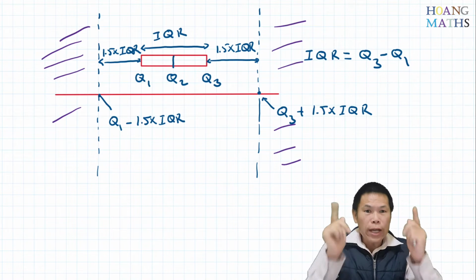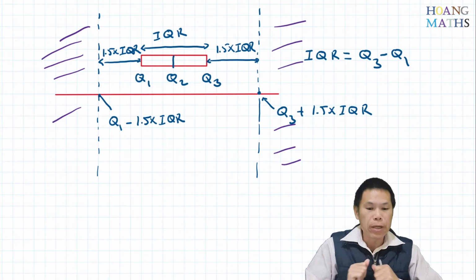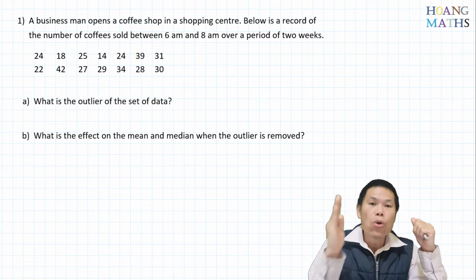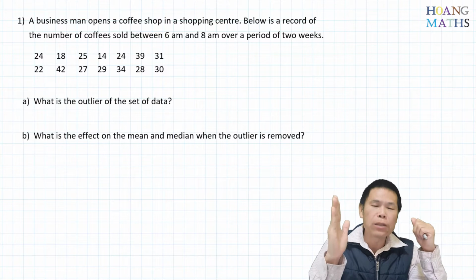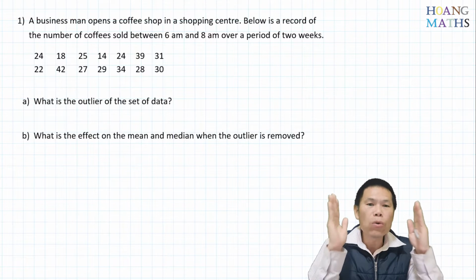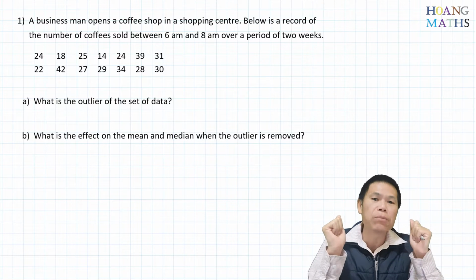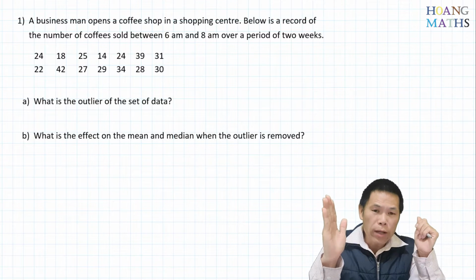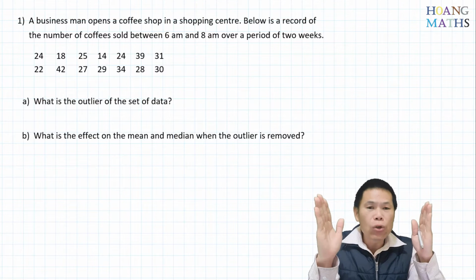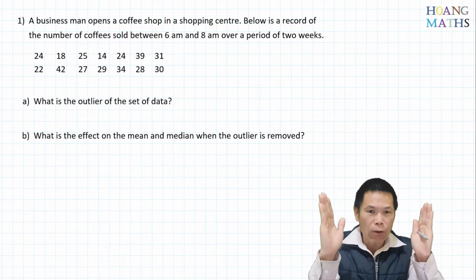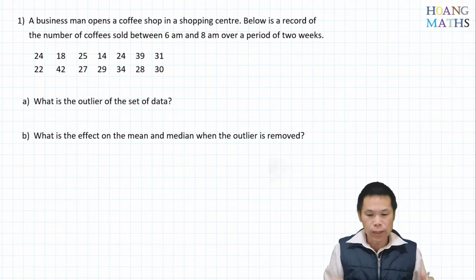So let's go through an example and you will know what I mean. To work out outliers, we need to work out Q1 minus 1.5 times the interquartile range, and we need to work out Q3 plus 1.5 times the interquartile range. Any score below Q1 minus 1.5 times the interquartile range is an outlier, and any score above Q3 plus 1.5 times the interquartile range is also an outlier. So let's get into this.